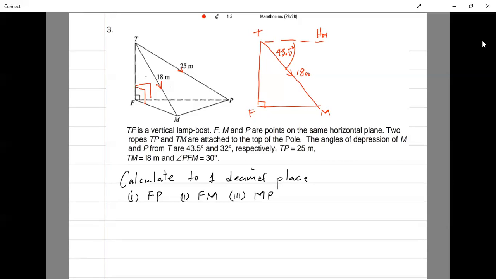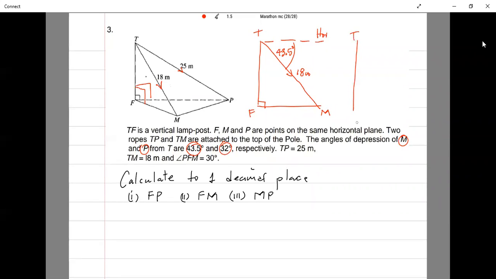How do I know? The word respectively means in that order. The order is the same. Since M is the first point he gave you, and the first angle of depression is 43.5, that corresponds to M. The next point he gave you was P, which corresponds to what? 32 degrees. So let's draw the next side.